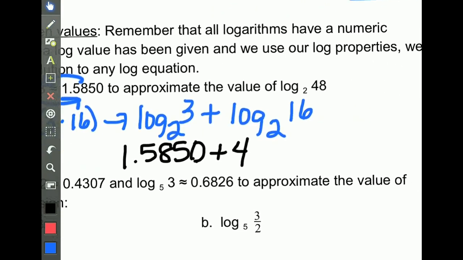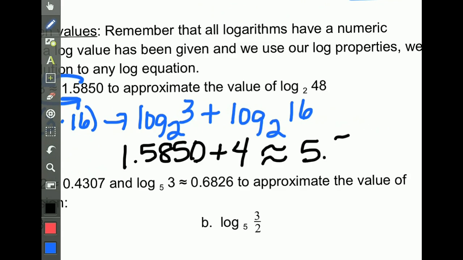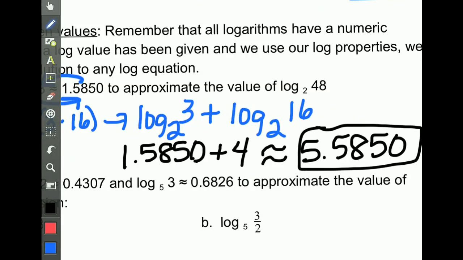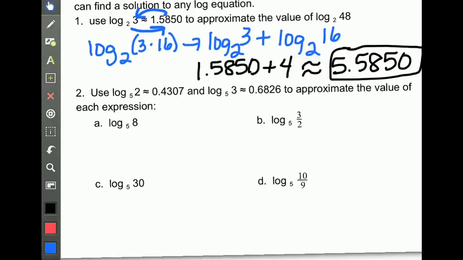So now I can approximate that my value of log base 2 of 48 is about, add those together, and it's going to be about 5.5850. You're just approximating. This little squiggly equal sign means approximately, almost equal to, but not equal. Okay, close to, but not equal. And that would be your answer right there. Okay, so let's do some practice with those. On number 2, they're giving you values.